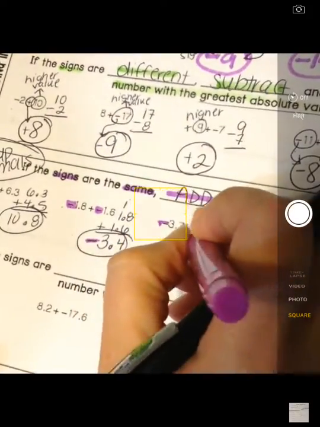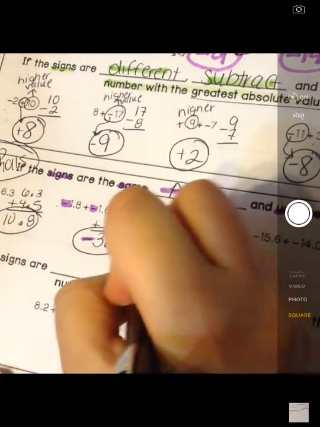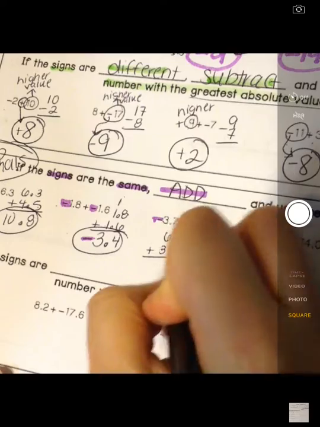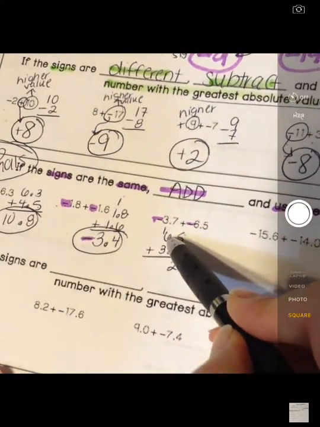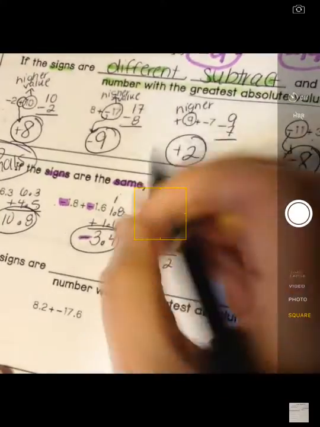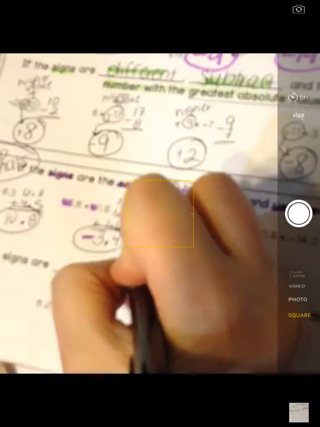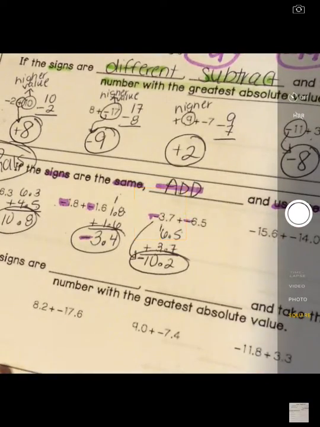Same signs, add and keep. So 6.5 plus 3.7. 7 and 5 gives me 12. Carry the 1. 6, 7, 8, 9, 10. Don't forget to drop your decimal point, and then you keep the negative. So this is -10.2.